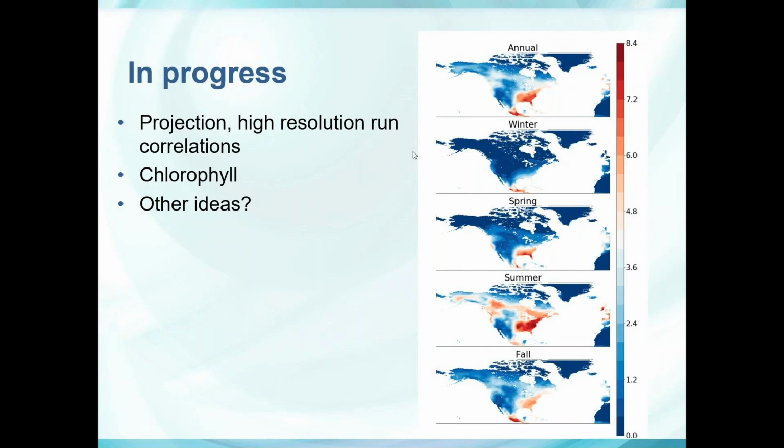So one thing that I think would be really interesting is to do the same analyses with chlorophyll instead of precipitation. So this figure is showing chlorophyll averaged across the U.S. for different seasons. So I think this could be another really interesting way of looking at the relationship of sea surface temperature on the U.S. And we'd love to hear any other ideas that you have as well.